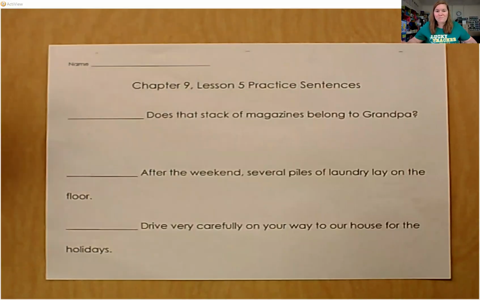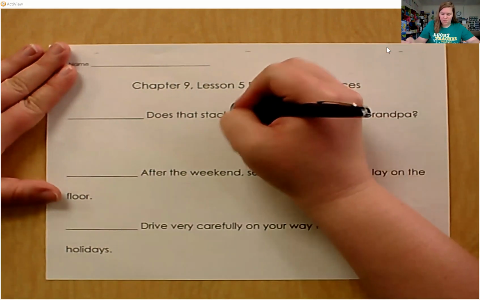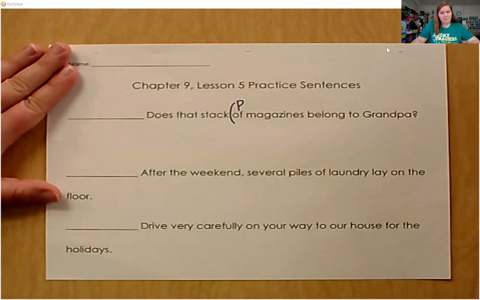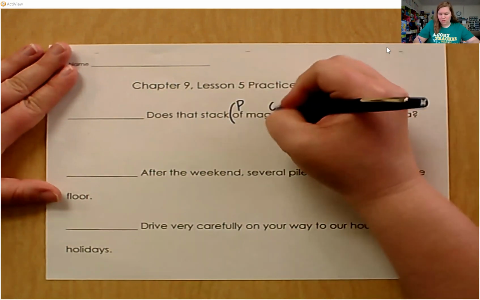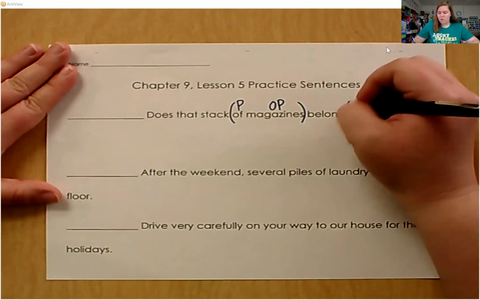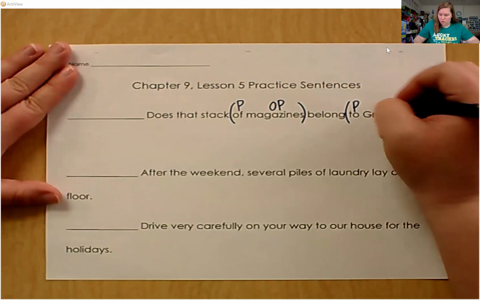All right, you should have paused the video and you should already have your sentences coded. We are going to go over the answers together. So sentence number 1, does that stack of magazines belong to Grandpa? All right, so we are going to look for prepositions. So we have of what? Magazines, object of the preposition, and to. To who? Grandpa, object of the preposition.